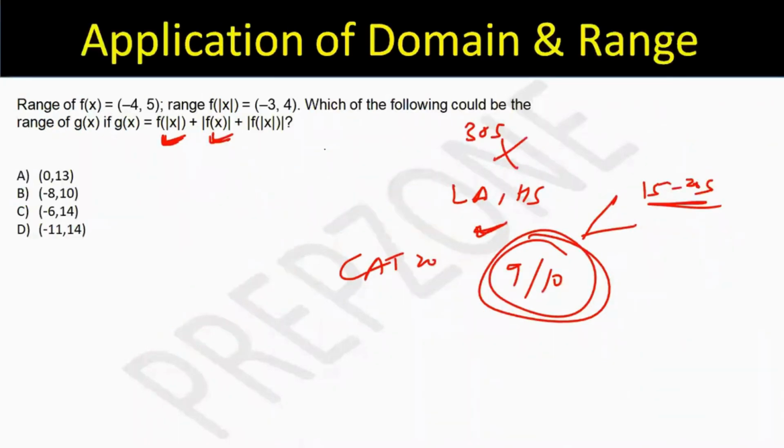यहाँ पे what did we learn? fx का range given है. So f of mod x का range भी exactly same होगा because essentially function तो f ही है. But if I apply mod on the entire function, तो value जो negative वाली होती है वो भी positive हो जाती है. So अगर -4 to 5 है, इसका mod will be 0 to 5. Had these been -7 to 5, इसका modulus would have been 0 to 7. And then I just added it.